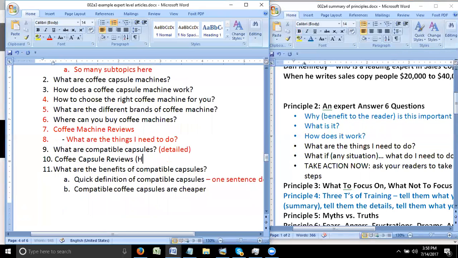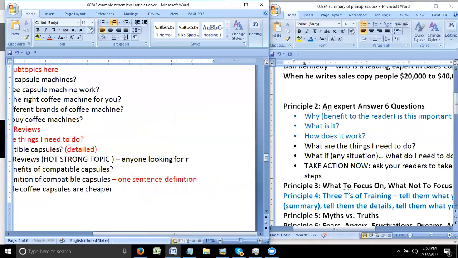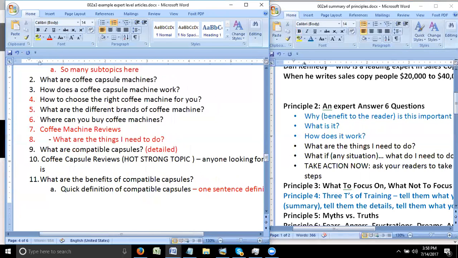And in my mind, this is a hot and strong topic because anyone looking for reviews is a buyer. Is most probably going to buy. They're just not yet decided which product.